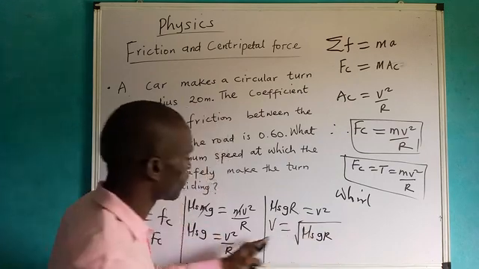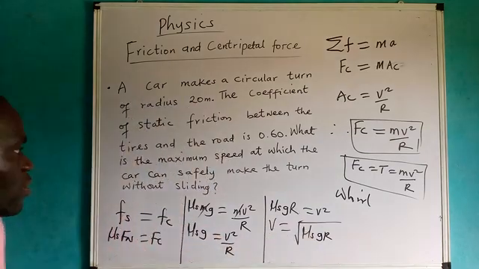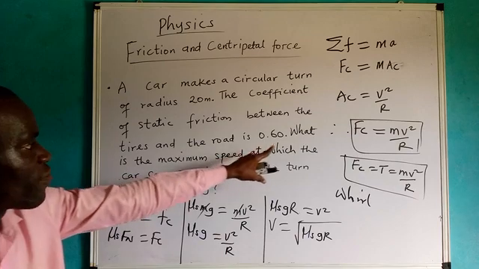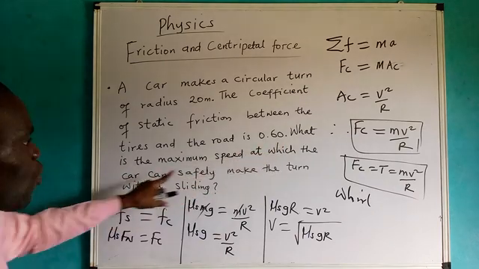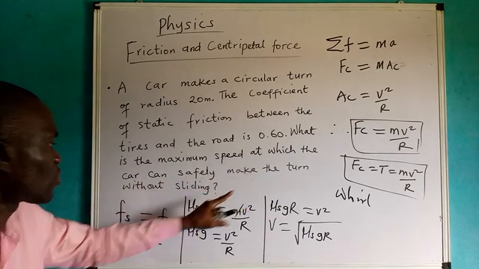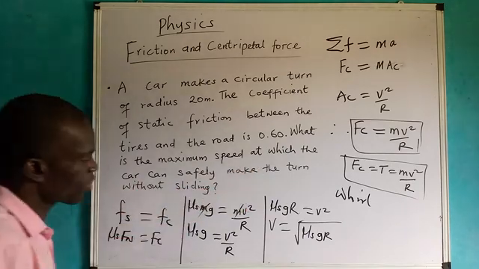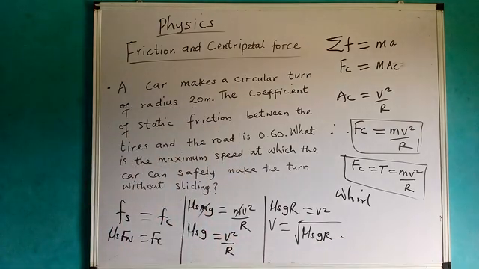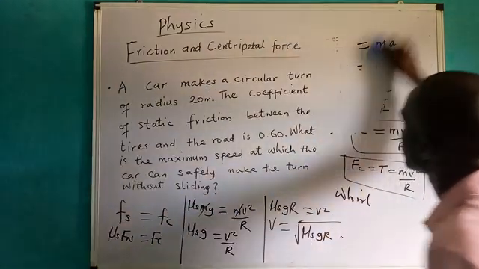We are looking for the maximum speed. Let us see what they are asking: what is the maximum speed at which a car can safely make the turn without sliding? Therefore, this formula gives the maximum speed. We are going to use it to solve right now, so let me move to the other end of the board as we solve.